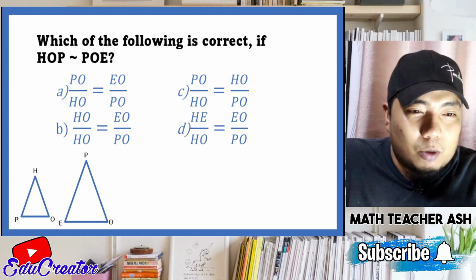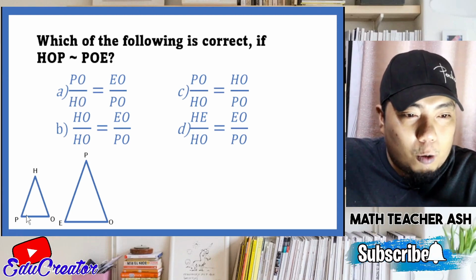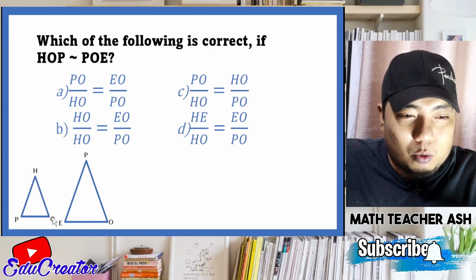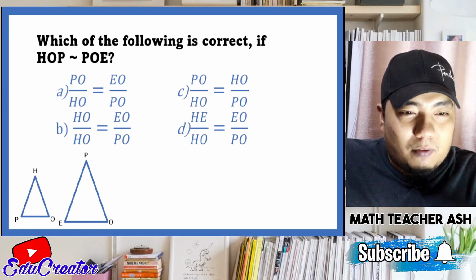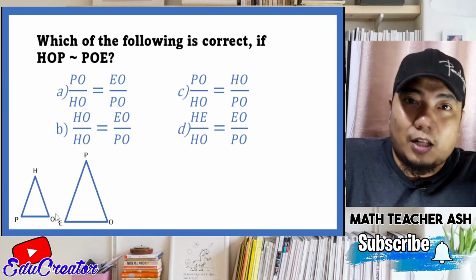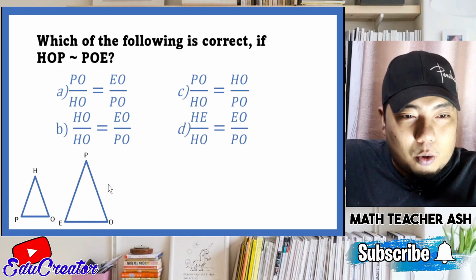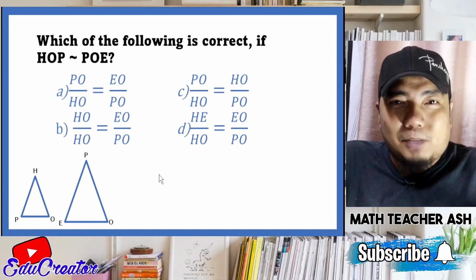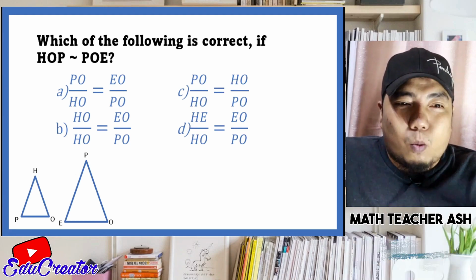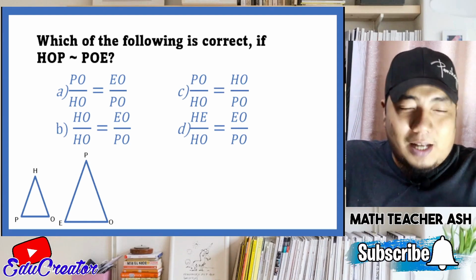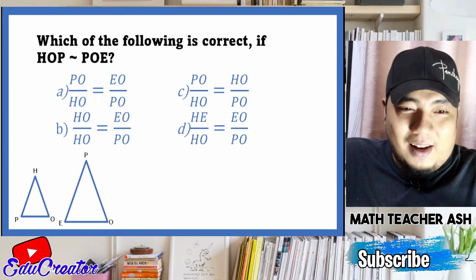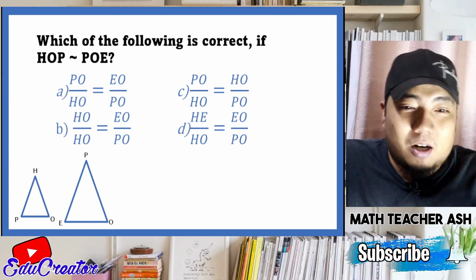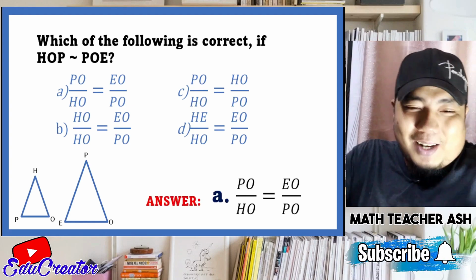Okay, so let's check our choices. We have here PO, that is this one, over HO. Okay, so these two are being paired. So of course, in order for it to become equal to another pair, it should be EO and PO. Alright, so choice number 1 is already correct. Math learners, if you have already found out what pair is the correct answer, then you can directly answer that given letter. So our answer here is choice number 1. Let's check whether we are correct. Alright, we are correct, my dear math learners.